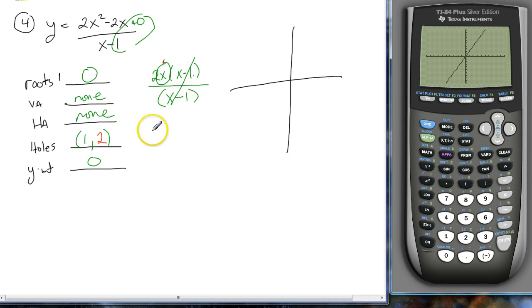Since this canceled out, I got y equals 2x, which is a line. So the y-intercept is 0. The slope is 2 over 1, so it goes up 2 over 1. That's how come at (1, 2) there's a hole. And it's going down like this.